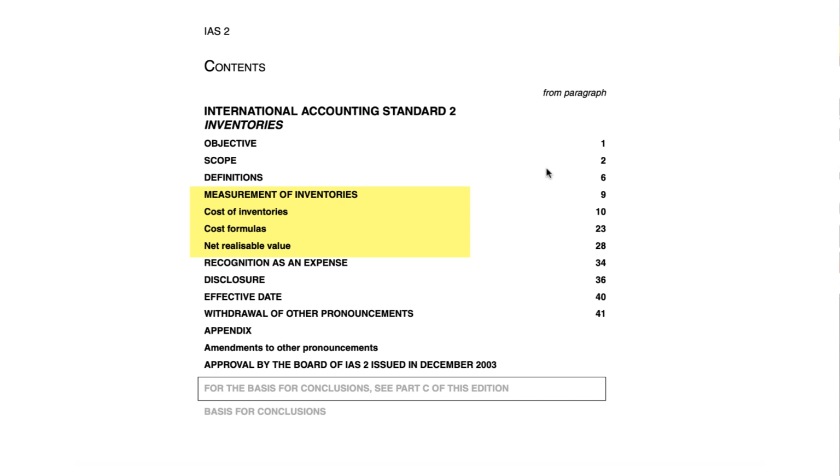So what did we say? The whole issue is taking a photo on a day, looking at your inventories in that warehouse. What are they worth? How do I measure them? That's what IS2 inventories is really worried about.